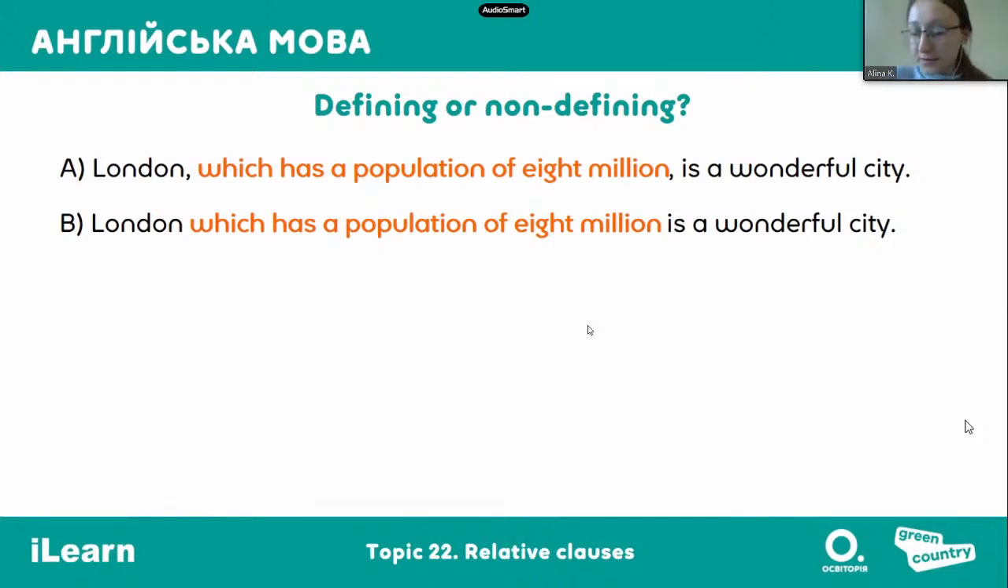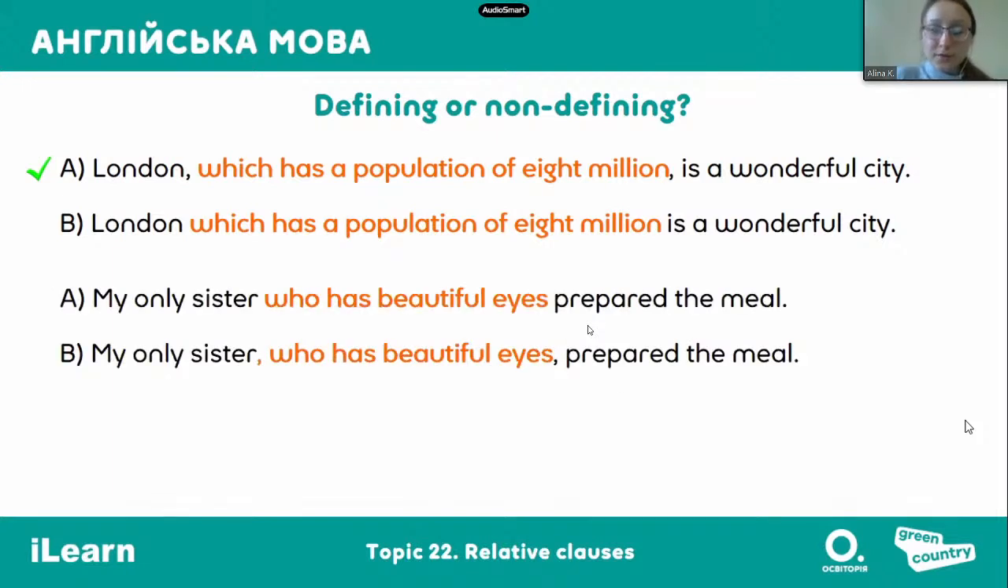What about number 1? A or B? Which one is correct? That is A, yes, and we have commas. It means that which has a population of 8 million is non-defining clause. It's not essential to the meaning of the sentence, yes? It just gives us some extra information. Okay, let's go to number 2.